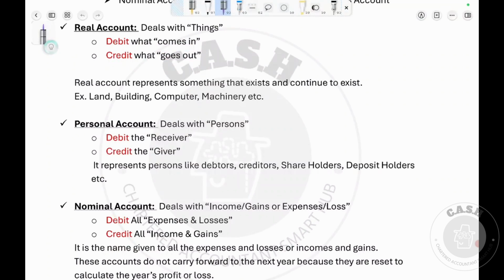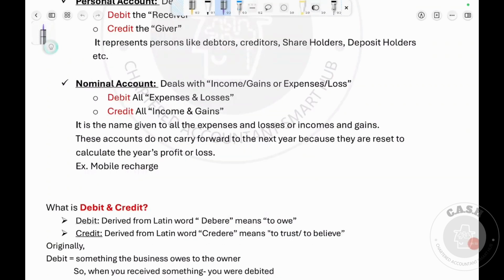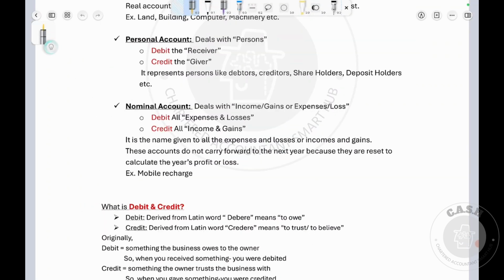Personal account, the name itself says person, so it deals with persons, where it says debit the receiver and credit the giver. So it represents persons like debtors, creditors, shareholders, deposit holders, etc. Nominal account deals with income or expenses or gains or losses. So the rule says debit all expenses and losses, credit all incomes and gains. Nominal account simply means it is the name given to the expenses, losses, incomes, and gains.